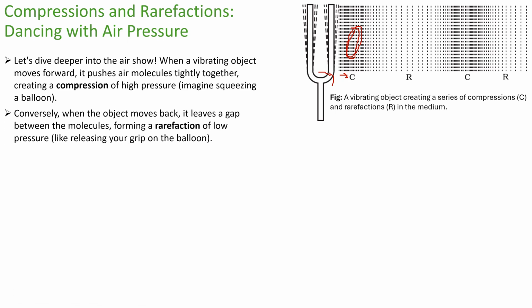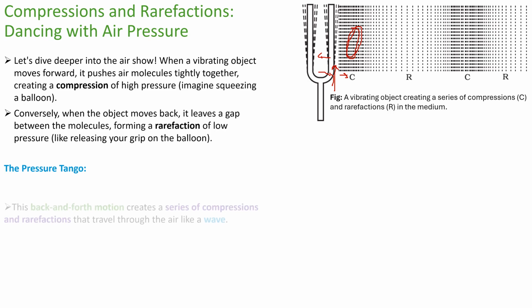Conversely, when an object moves back, in this case the prong moves back, it leaves a gap in between the molecules, forming a rarefaction of low pressure. What does that mean? You can imagine you press the balloon and then remove your grip on the balloon. What happens? The pressure is now reduced. Similarly, the prong is moved to the left side. In the neighborhood of the prong, we have a rarefaction, because there the number of molecules is lesser. The density of molecules is lesser. So we call it rarefaction.